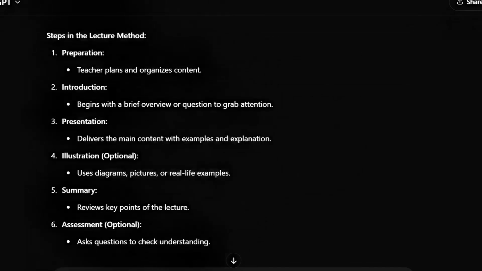Steps in the lecture method. 1. Preparation. Teacher plans and organizes content. 2. Introduction. Begins with a brief overview or question to grab attention. 3. Presentation. Delivers the main content with examples and explanation. 4. Illustration, optional. Uses diagrams, pictures, or real-life examples. 5. Summary. Reviews key points of the lecture. 6. Assessment, optional. Asks questions to check understanding.